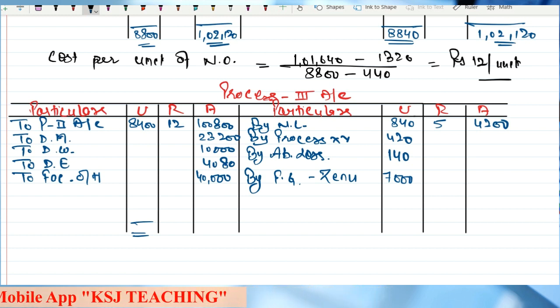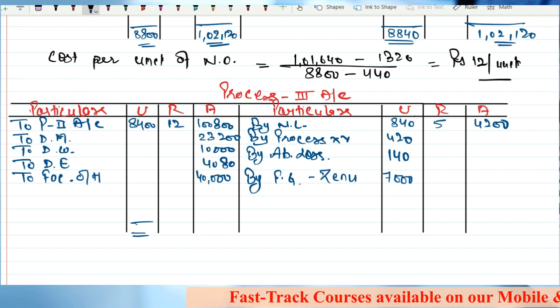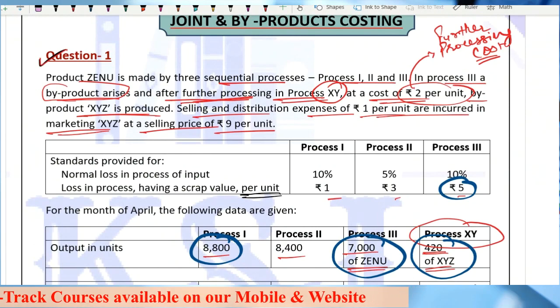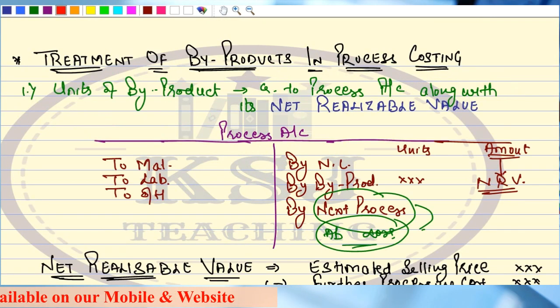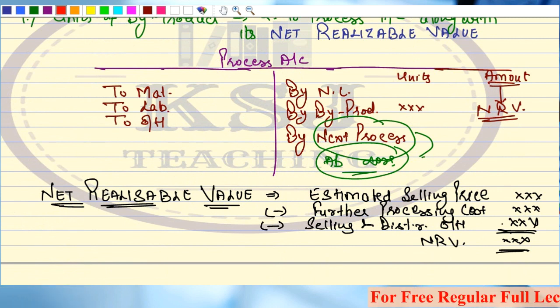So in this question, the question is silent, it doesn't say anything how to do it. So we say that we have to do it by the net realizable value method, right? Now read the question very carefully. How to calculate the net realizable value? First, let's see here. It is the estimated selling price minus further processing cost minus selling and distribution overheads. Now look at the question.